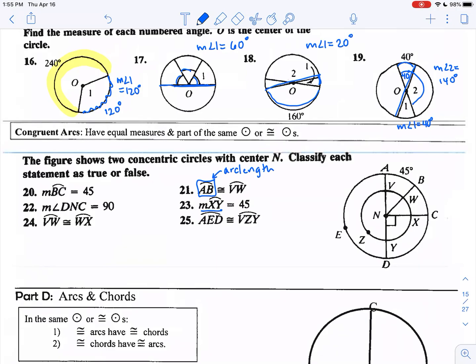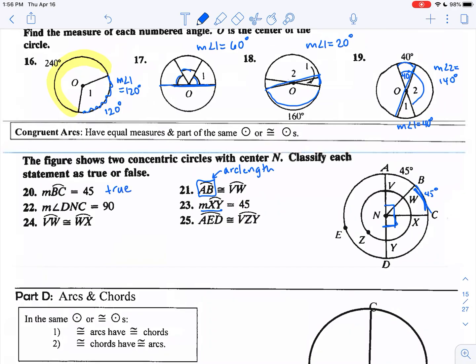So let's start with 20. The measure of arc BC is 45 degrees. We can make that assumption because we have here, this is 90 degrees. So this must be 90 degrees. It's a linear pair. And if we divide that in half, we can conclude that this is also 45 to make up the central angle of 90 degrees. So this is true.